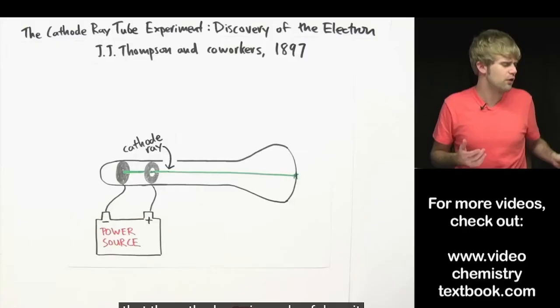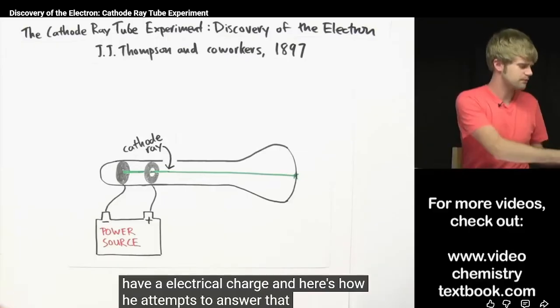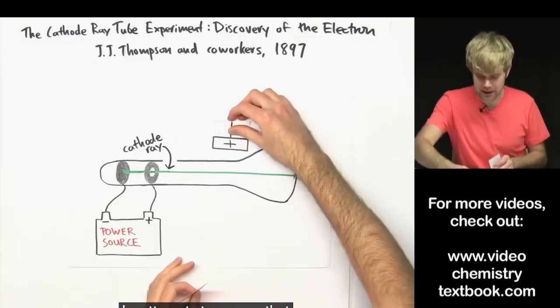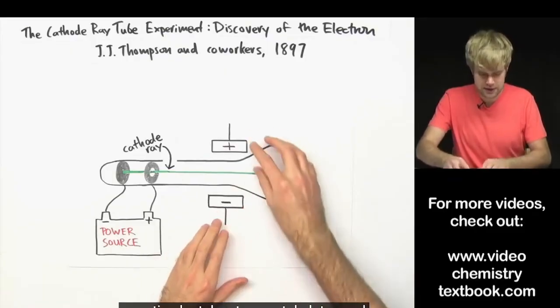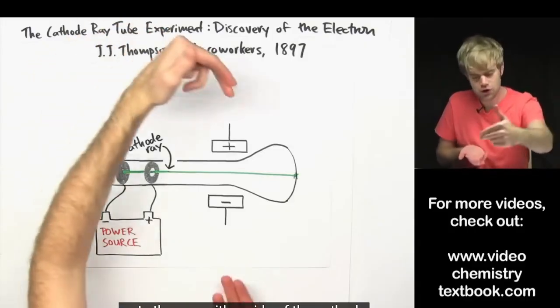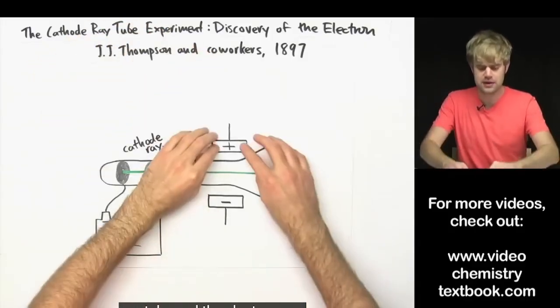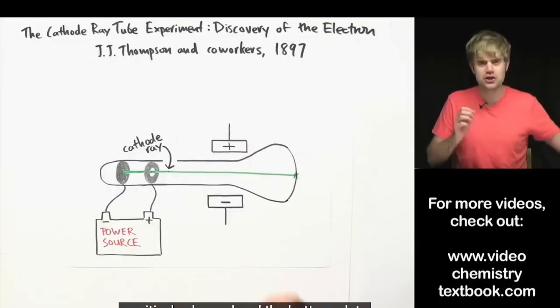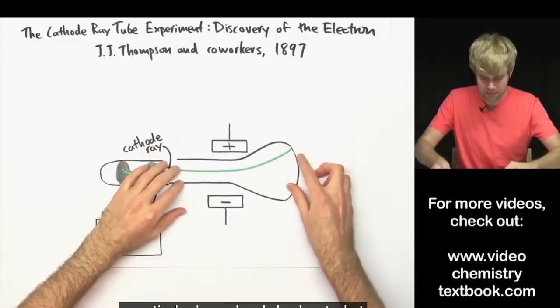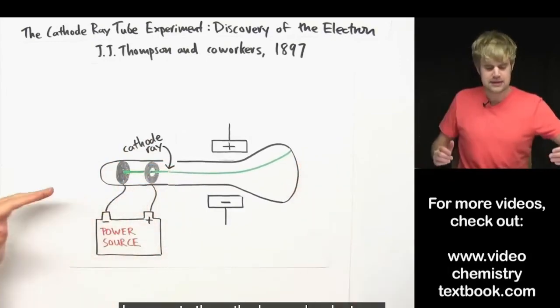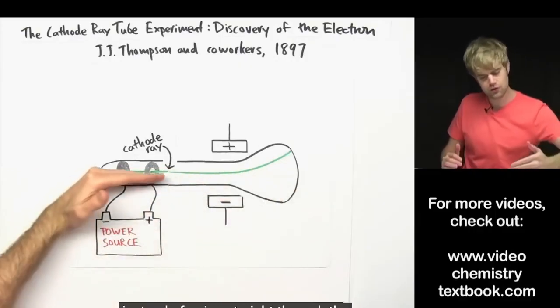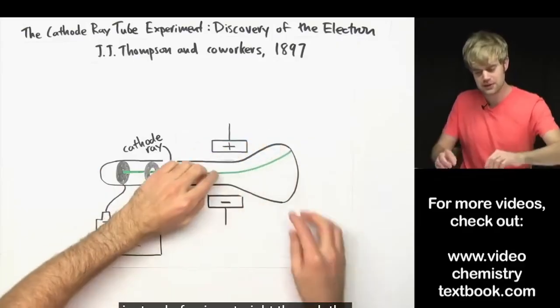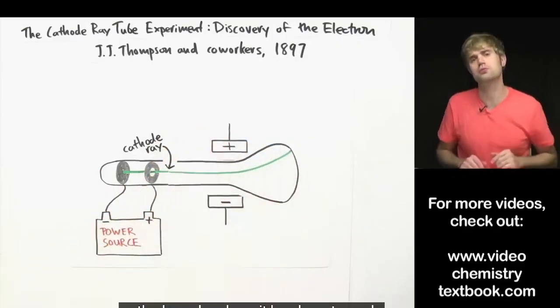So he's wondering, is it positive, is it negative, or does it have no charge? So we're going to see what he does to figure that out. He attempts to answer that question. He takes two metal plates and puts them on either side of the cathode ray tube. And then he turns on electricity, which makes the top plate positively charged and the bottom plate negatively charged. And check out what happens to the cathode ray. When he turns on the power, he sees that now instead of going straight through, the cathode ray bends up. It bends up towards the positively charged plate.